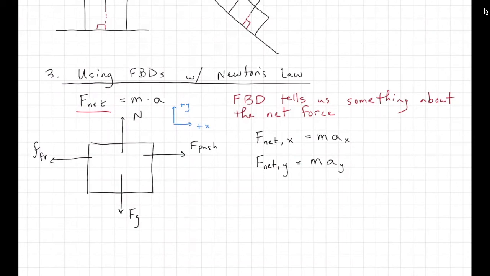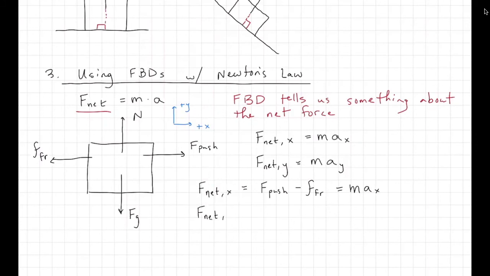So in this case, the way I would use my free body diagram is to say that, okay, in the x direction, if I'm looking for the net force there, I have two forces that point in the x direction. One is my F push, and that points in the positive x direction. So I'll write that I've got F push. And then in the negative x direction, I have the frictional force. So I'll subtract the frictional force from the push force, and that gets me the net force in the x direction. That's then going to be equal to the mass times the acceleration in the x direction. And I can do the same thing for the y direction.